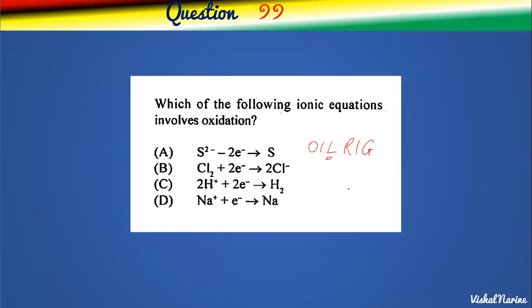Good. So we can see it in option A, we have a loss of 2 electrons there. So there's C.